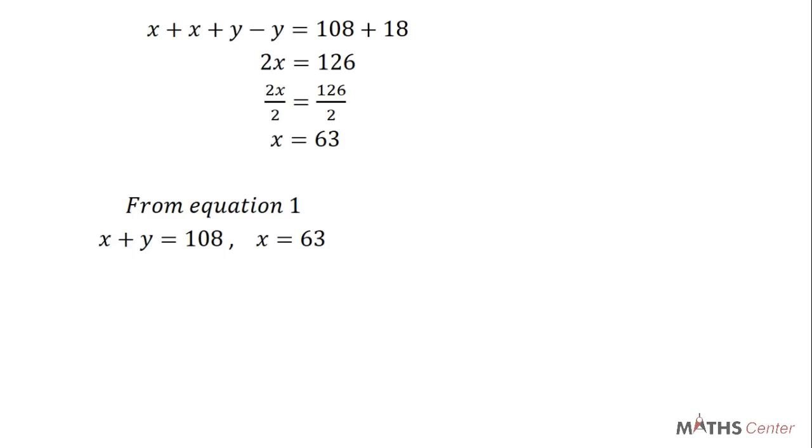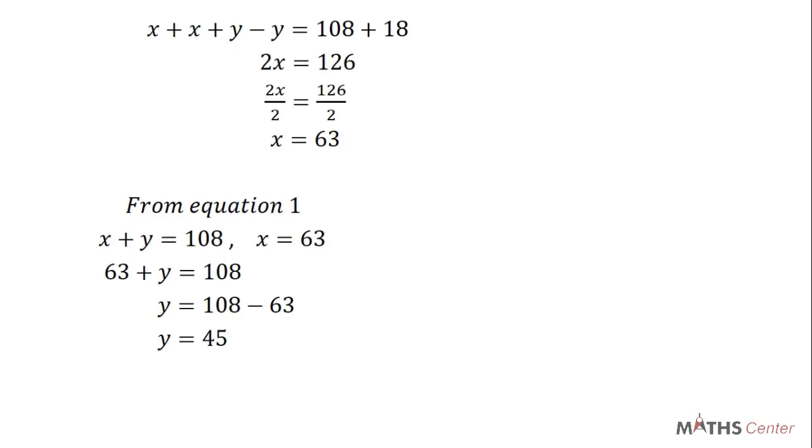And how do we do that? You pick one of the equations. So I'm picking equation 1. From equation 1, we know that x plus y is equal to 108. But we just found x to be 63. So we can replace x with 63 so that we can find y. If we are replacing x with 63 in equation 1, we are going to have 63 plus y is equal to 108. So y will be equal to 108 minus 63, and that will give us 45.